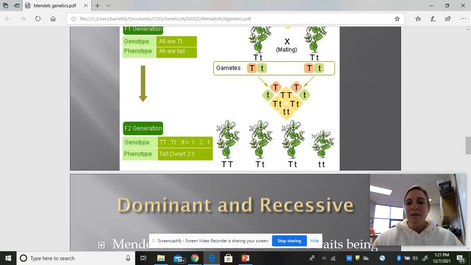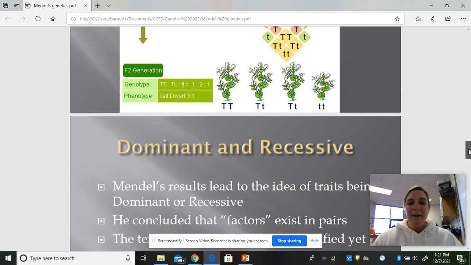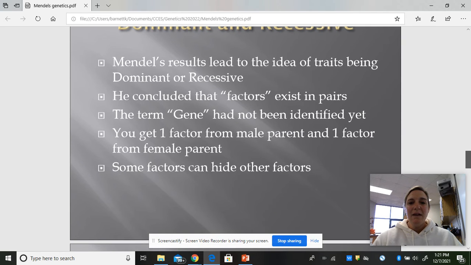And so this led him to a huge discovery of what's called dominant and recessive traits. His results led to the idea of traits being dominant or recessive, and he concluded that these factors actually exist in pairs. You have to understand that the term gene had not yet been identified. We did not even know about chromosomes. We didn't know about genes. He was able to determine that you get one factor from the male parent and one factor from the female parent, and some factors tend to hide.